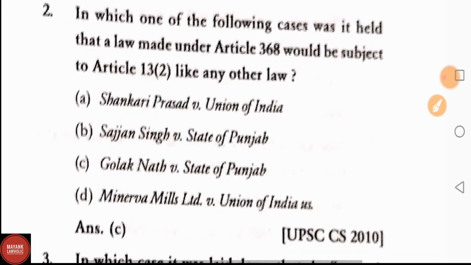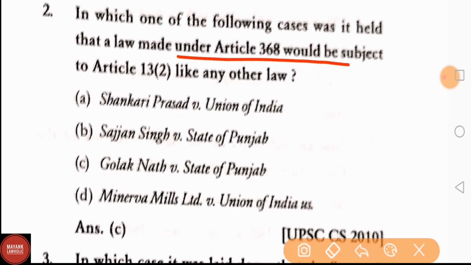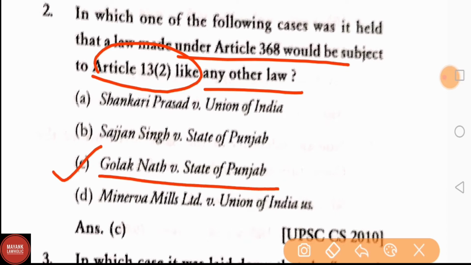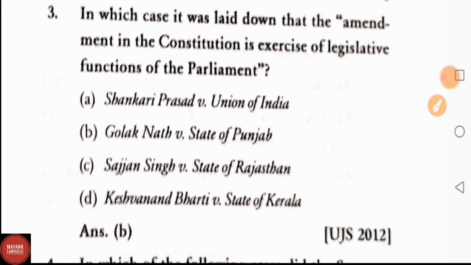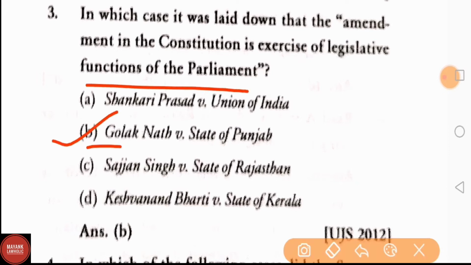In which one of the following cases was it held that a law made under Article 368 would be subject to Article 13 Clause 2 like any other law? It was held in the case of Golaknath vs. State of Punjab. Question number 3. In which case was it laid down that the amendment in the Constitution is exercise of legislative functions of the Parliament? It was held in the case of Golaknath vs. State of Punjab.